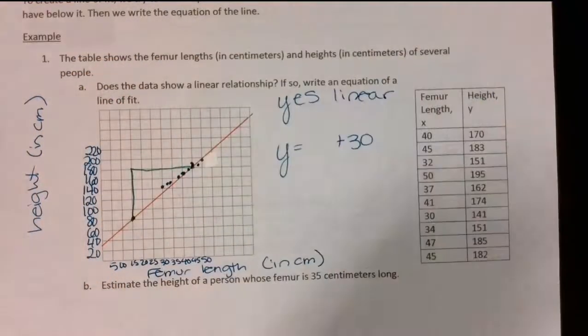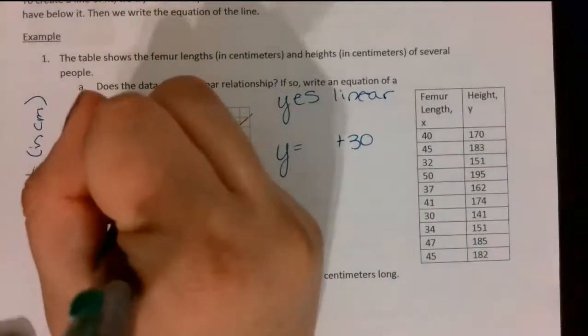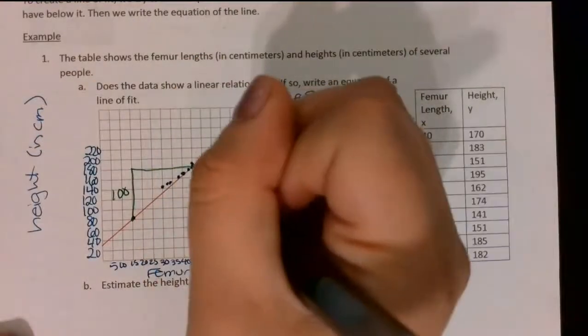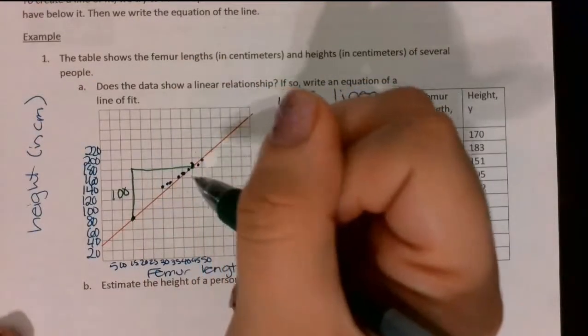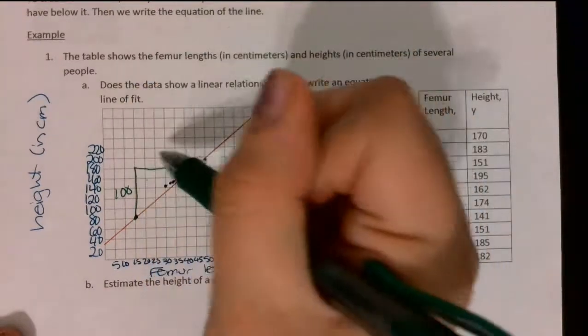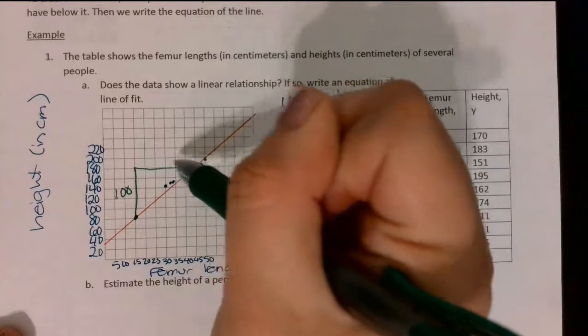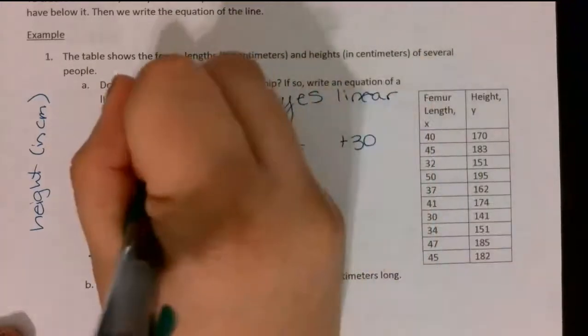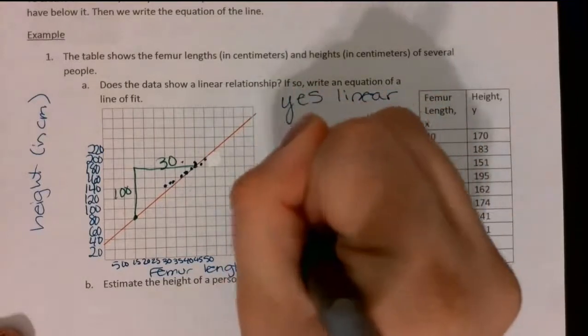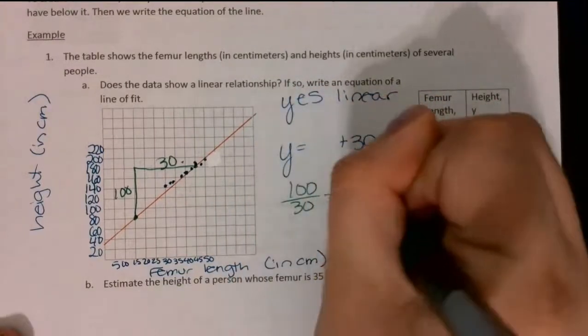So remember, each vertical change is counting by 20. So I'm going up 20, 40, 60, 80, 100. And each horizontal change is counting by 5. So I have 5, 10, 15, 20, 25, 30. Remember, I have rise over run for my slope, so I have 100 over 30, or 10 over 3.